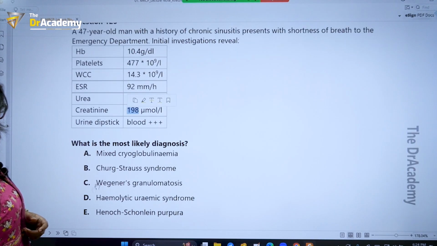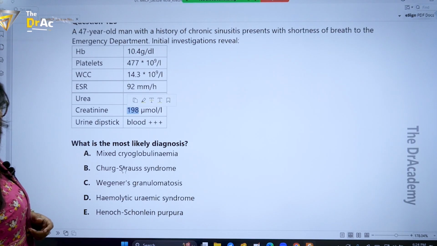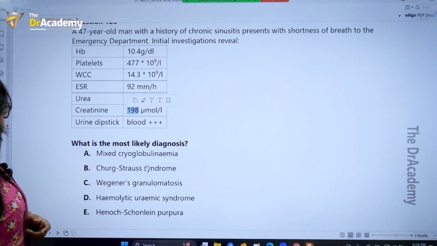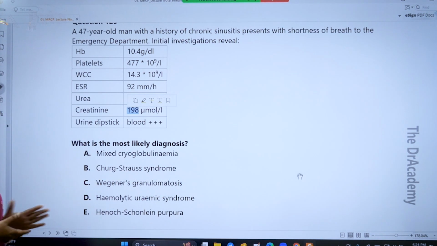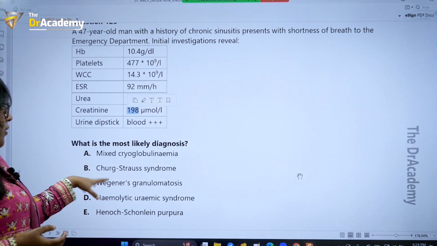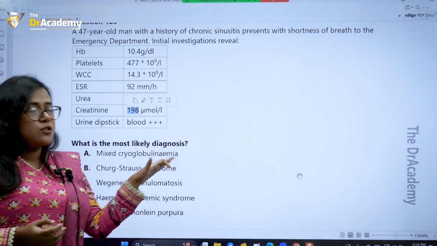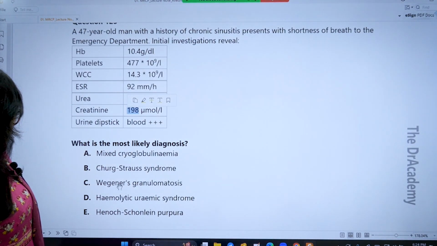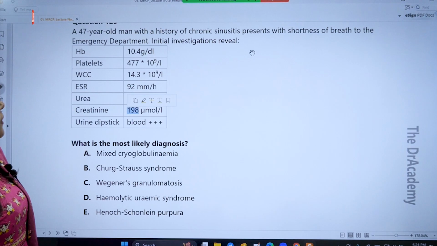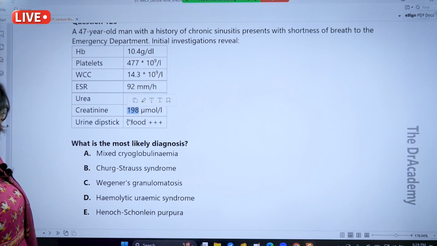So among all this information, there is no mention of any neuropathy or neurological symptoms yet, and the patient's eosinophil count is not mentioned, and there is no background asthma. So that's why Churg-Strauss is ruled out. Then it is a case of Wegener's. As you can see, there is mention of both upper and lower respiratory tract and renal involvement.